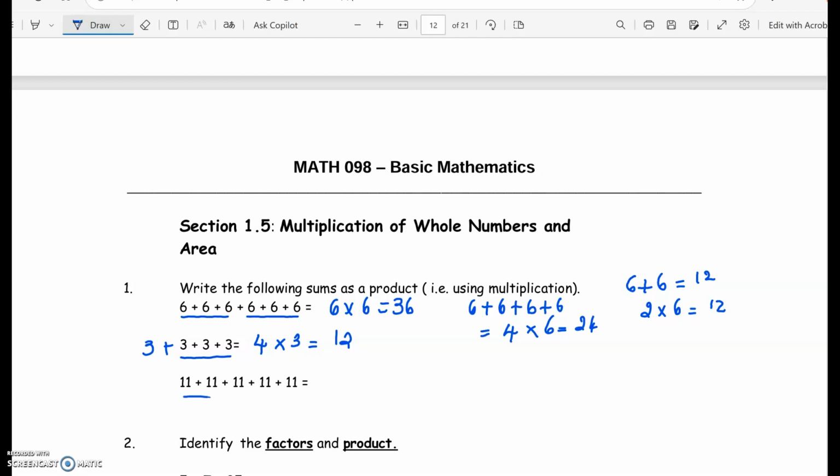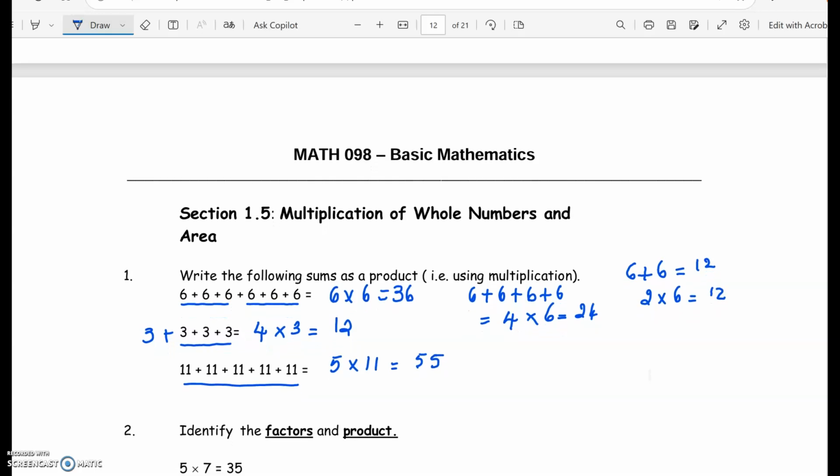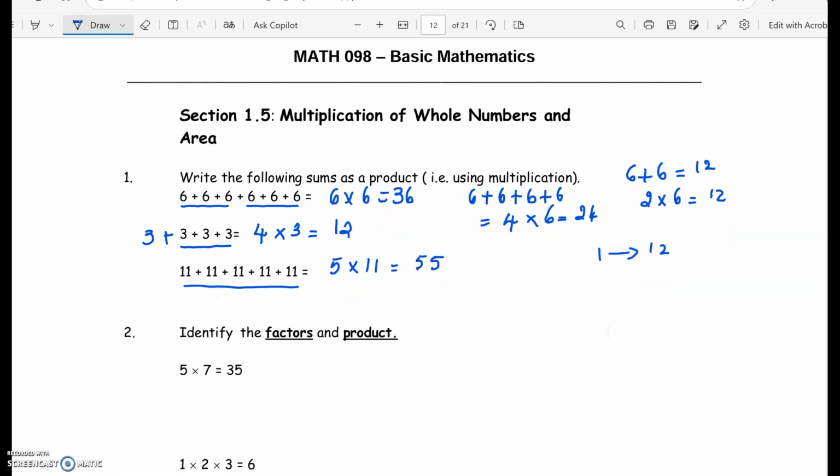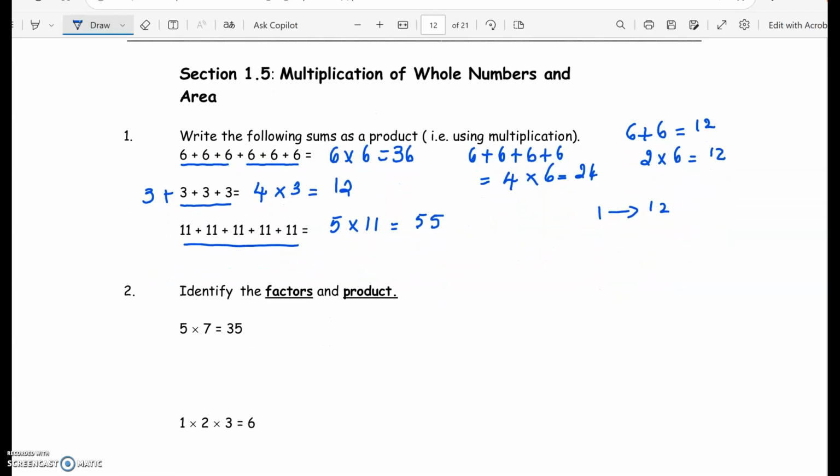Now, how many 11s are we adding repeatedly? It is 5 11s. So it's 5 times 11. Adding 11 5 times is the same as saying 5 multiplied by 11, which is 55. So make sure you memorize your multiplication tables 1 through 12. That's very important. If you want to do math quickly and efficiently, you have to know multiplication tables at least up to 12.